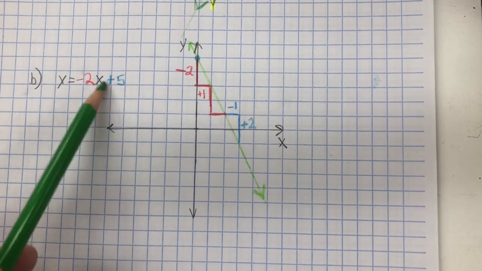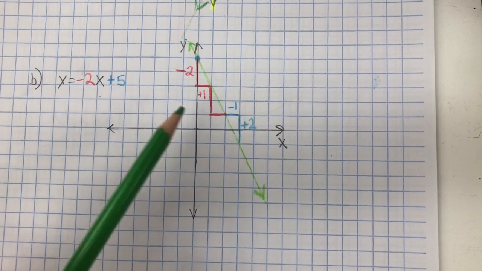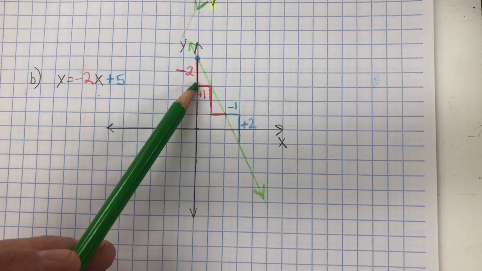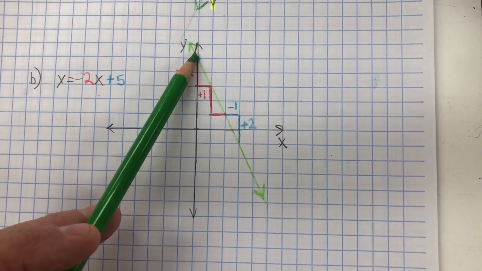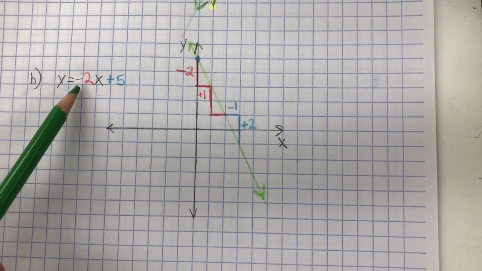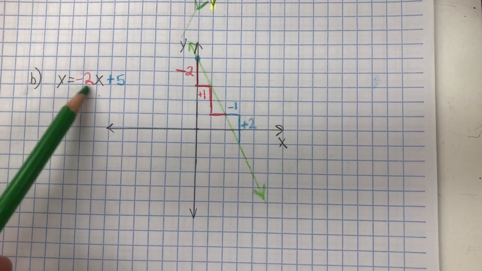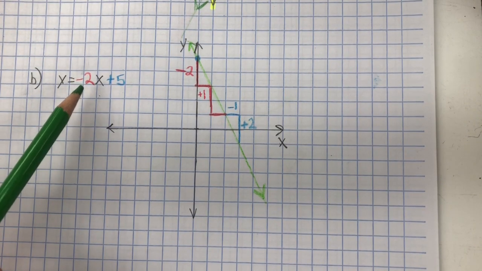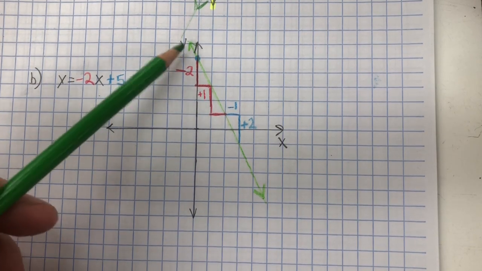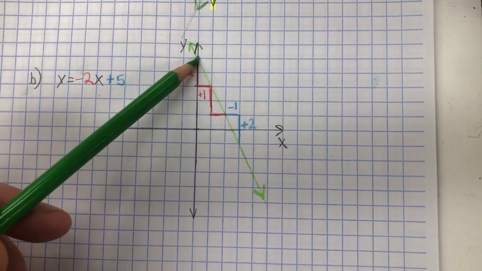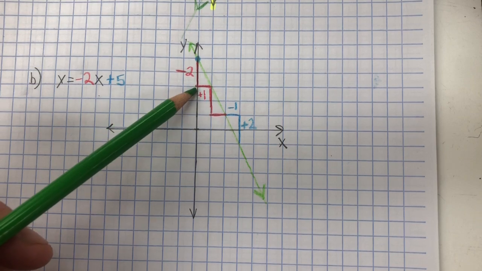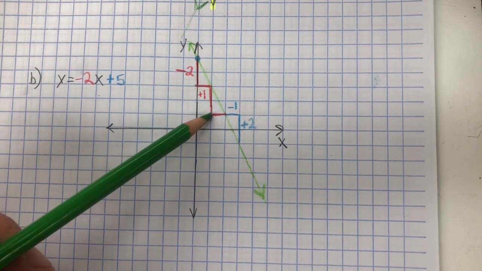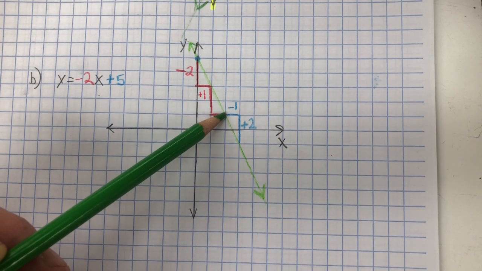Here's our y-intercept, our initial value, +5. Now you see this has a -2, so it's a negative growth rate. So -2 could be written as -2 over 1, and you see that here. -2 on the y, +1 on the x.